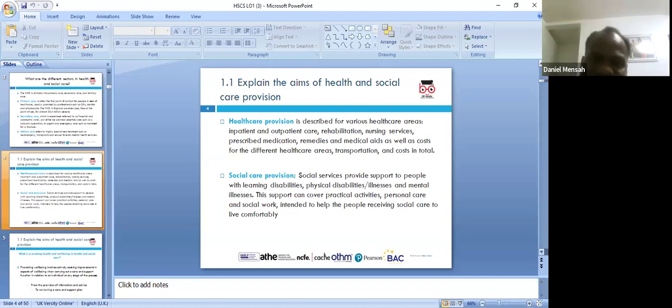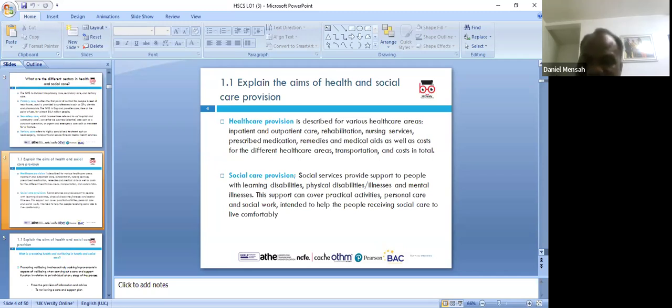So, what then describes the healthcare provision? It's a kind of provision that describes the entire healthcare areas, whether inpatient or outpatient care. In the UK, we have what we call inpatient and outpatient, and so the hospital has outpatients or inpatients. Inpatient is when you are admitted into a proper ward, and outpatient is when you are not in a proper ward, when you are outside the ward. So A&E and all that is outpatient.